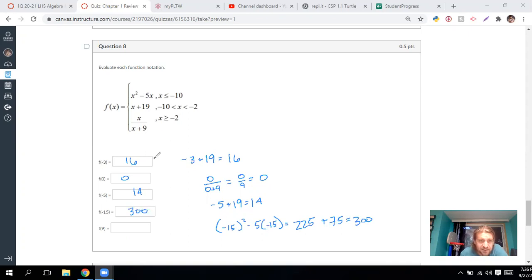All right, and the last one is 9. Okay, positive 9, that's bigger than -2, so we'll plug it into the bottom, which I'll plug it over here. So 9 over 9 plus 9, so that's 9 over 18, which is 1/2. So you can type in 1/2 or 0.5 if you'd like. You want to stick with decimals.